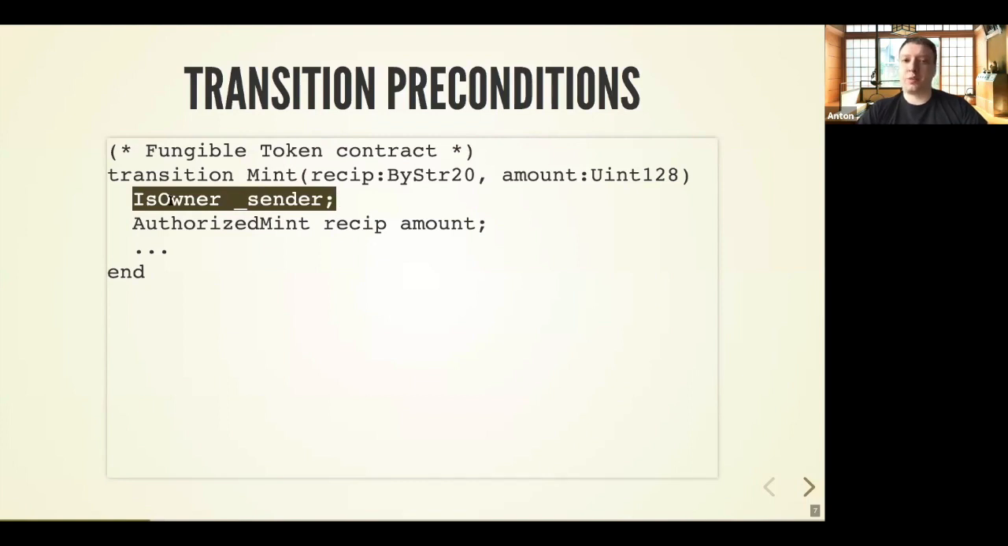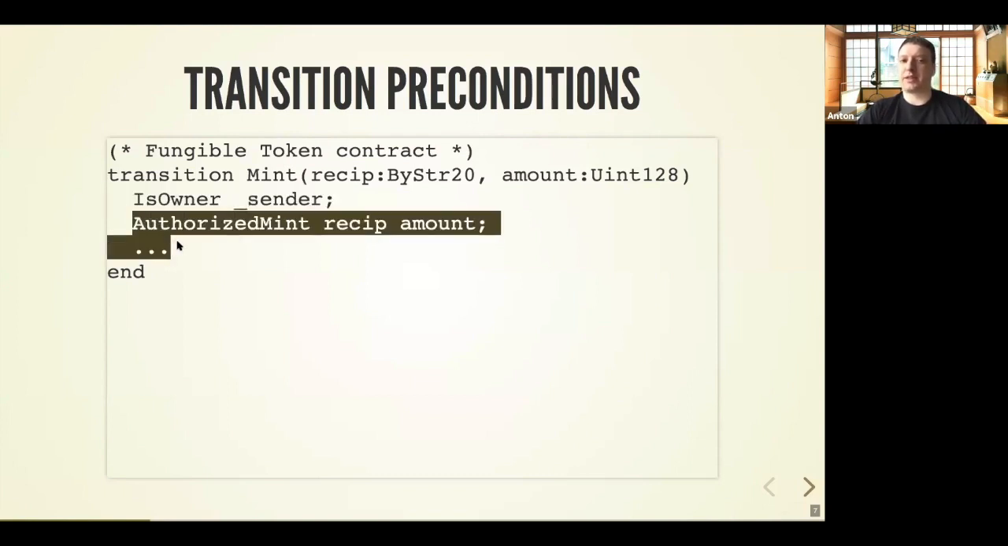To do that, we advise to use an idiom called, for example, isOwner. This is basically a so-called precondition, right? Something that must be true before you get to execute the rest of your transition, because otherwise it won't make any sense. Here's a procedure that does some authorized mint, but it works under the assumption that only the owner can call it.